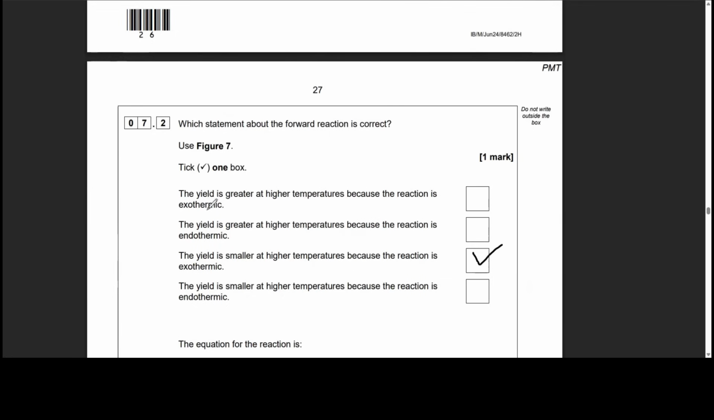The yield is greater at higher temperatures. No, it's not. The yield is not greater at higher temperatures. We saw when we get to the high temperature, the yield was low. We could see that on the graph.